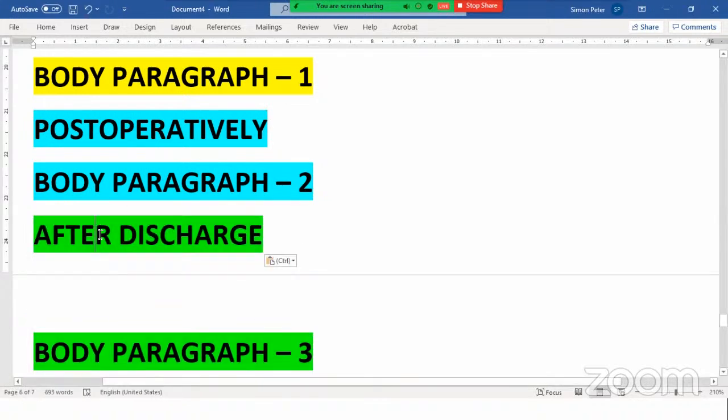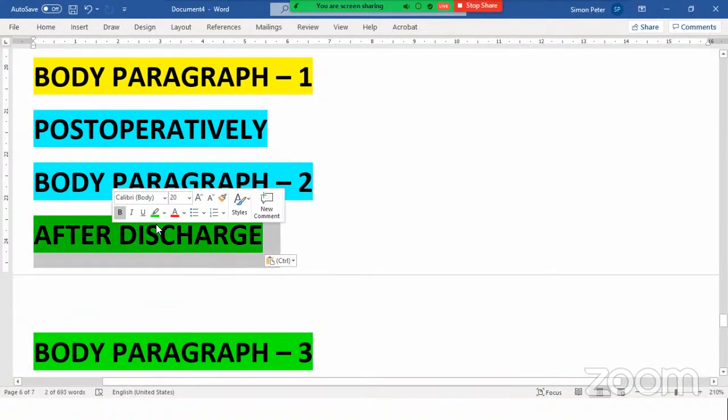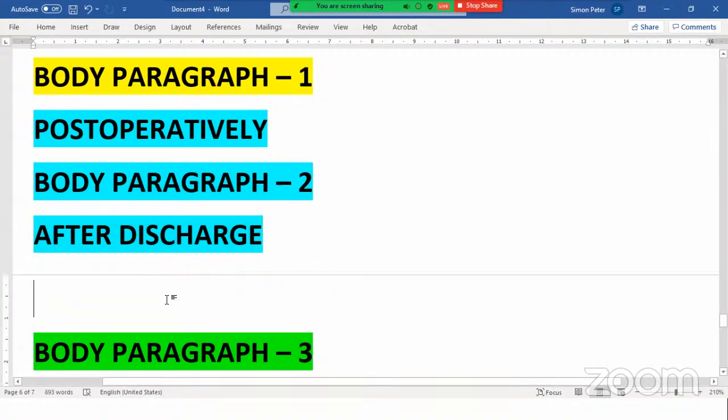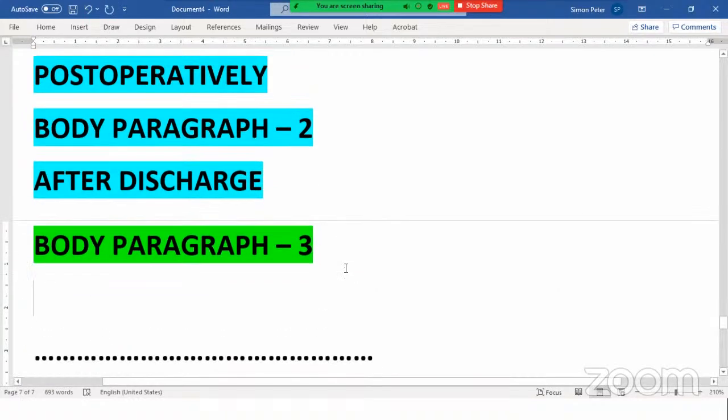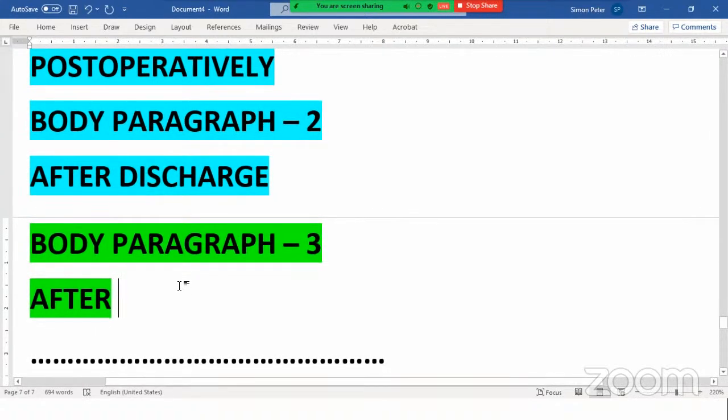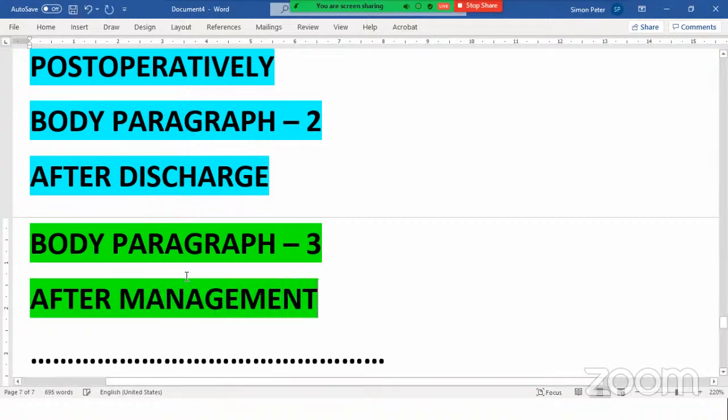This will go here. And this will go after management. So after recovery, almost after recovery. So after discharge, after a set time, after implementing the discharge plan. So after management. So you say your management, your supervision, after supervision and management, what he has to do.